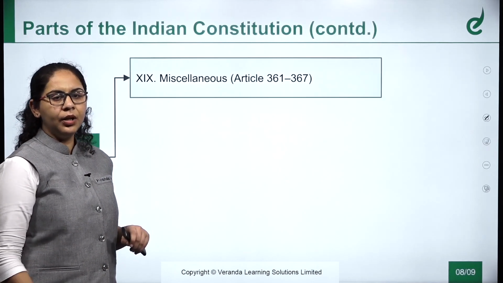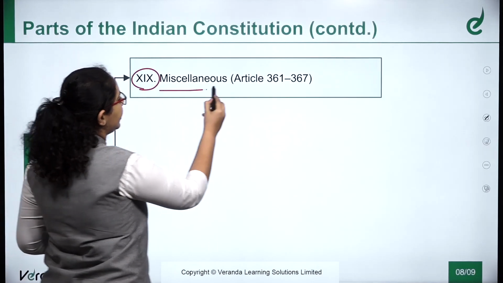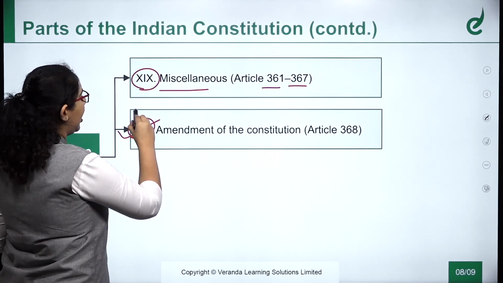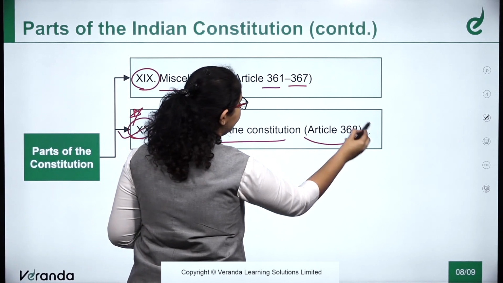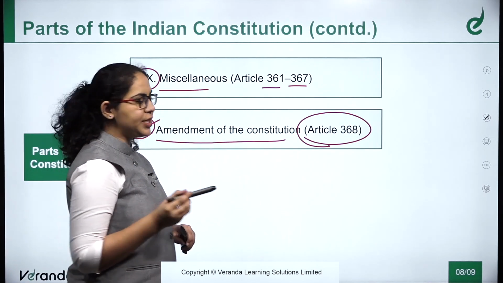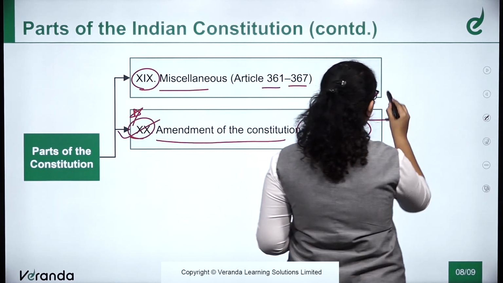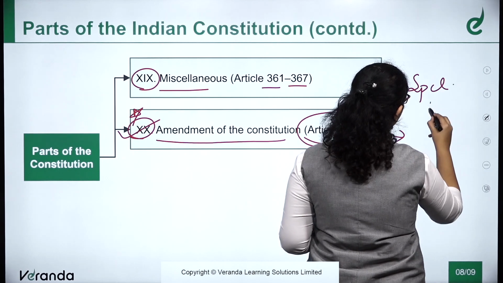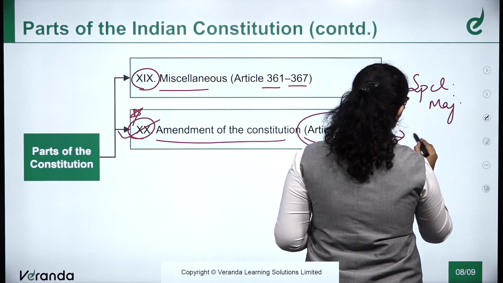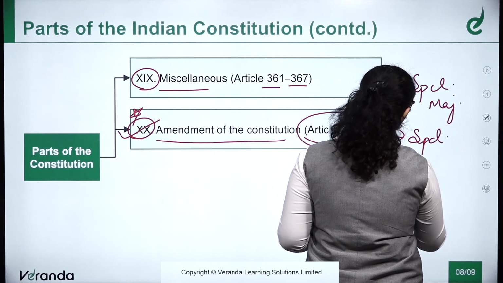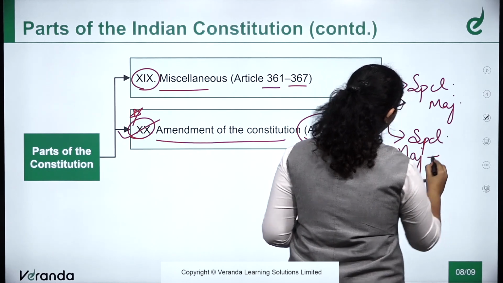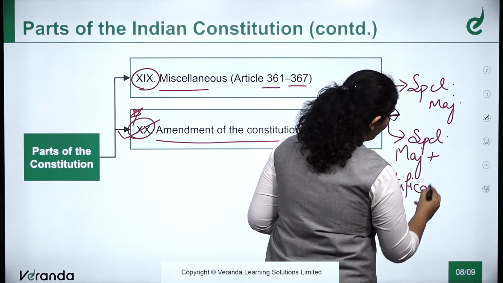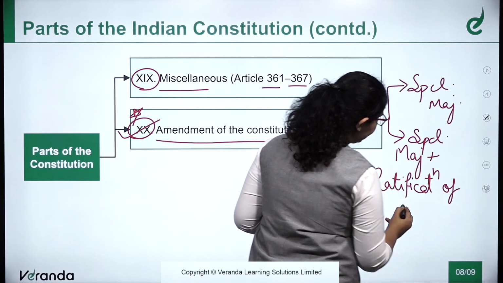Next is Part 19, miscellaneous, Article 361 to 367. Part 20, very important again, amendment of the Constitution, Article 368. I told you earlier as well, we will revise. Under Article 368, we have two types of amendments. One is with special majority and second is with special majority along with ratification of states.